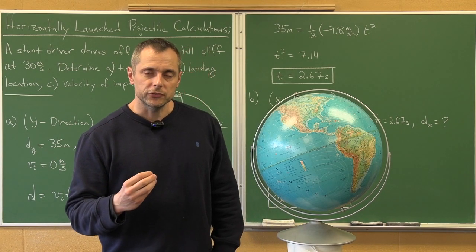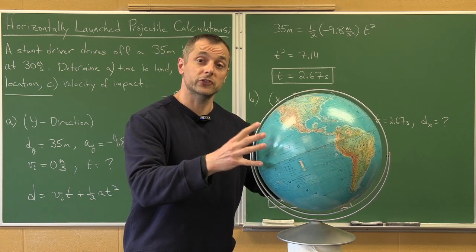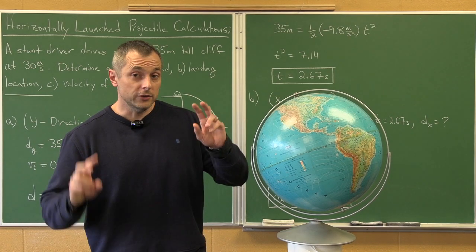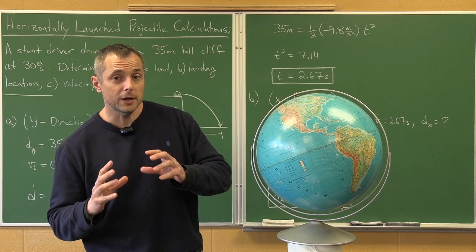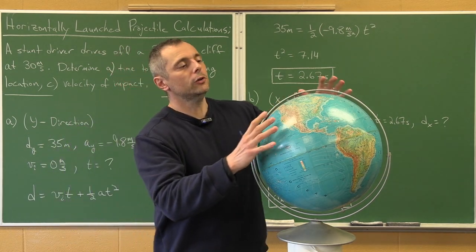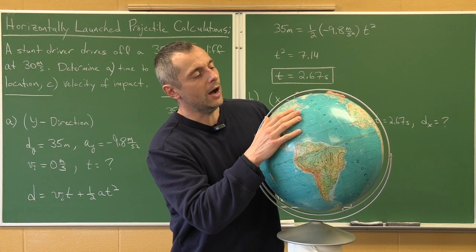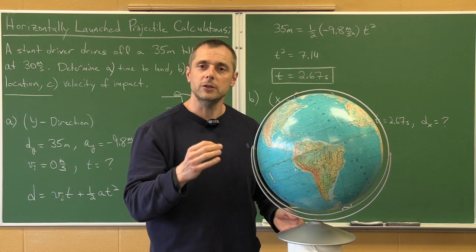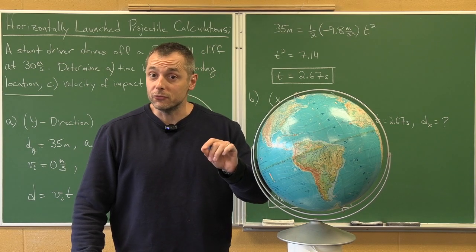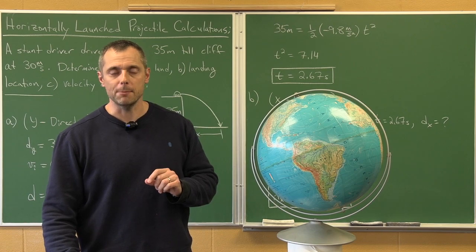Now, if the objects go a very small distance compared to the size of the Earth, and by the way, when I say small, it could be something like a cannonball shooting all the way across the Hudson River. It could be miles. But on the global scale, I wouldn't even see that moving. So small is a relative term. Then we can pretend the Earth is flat in that case. And that's what we're going to be doing for the first week of this topic.